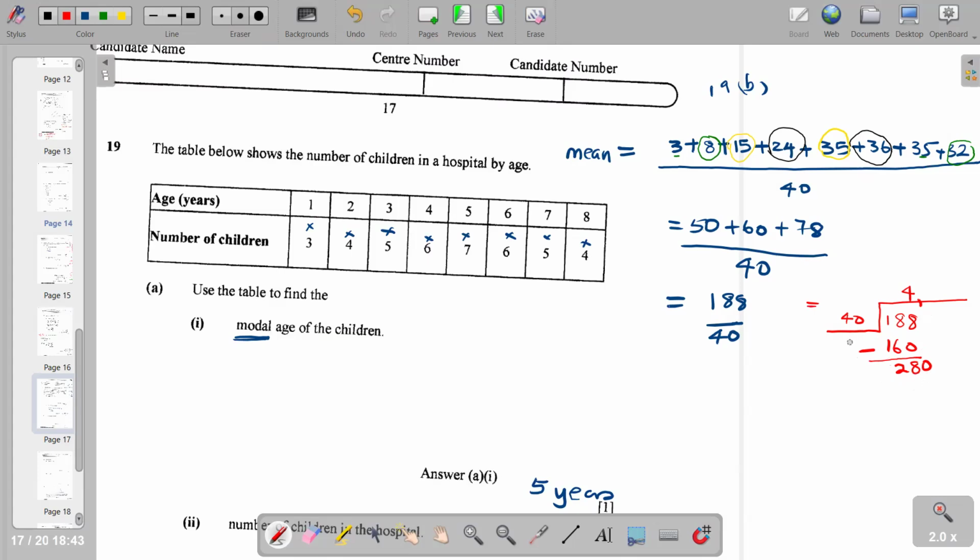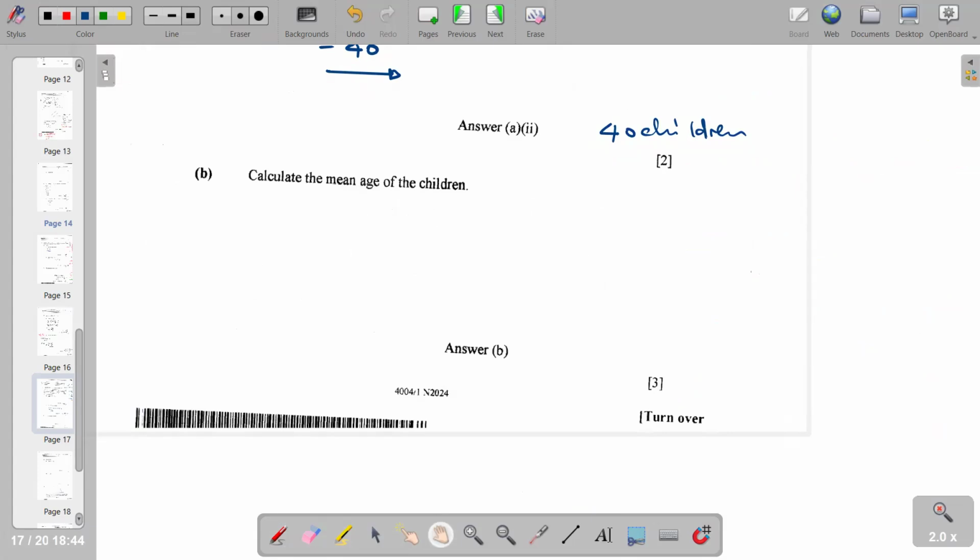Then 40 enters how many times into 280? It's 7 times. 7 times 40, we are getting 280. We are getting a 0 here. So it means our final answer, our mean, is equal to 4.7 years. So let's go and put that. So the mean which was asked is 4.7 years.